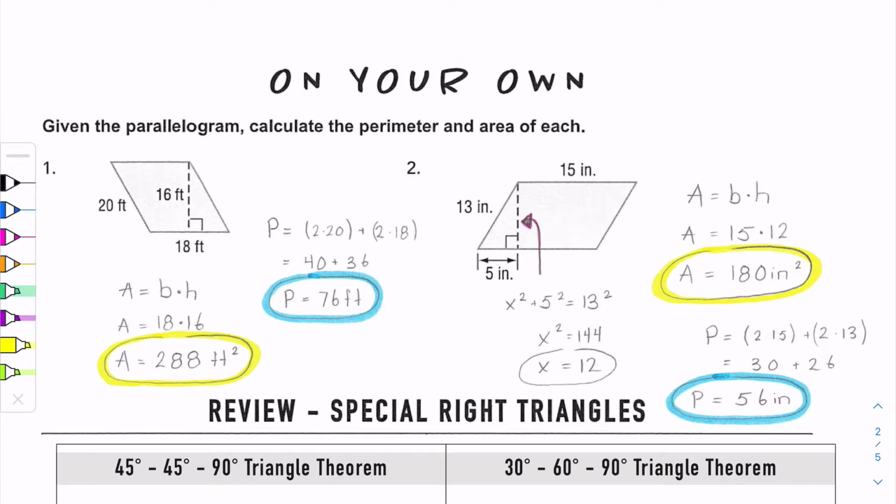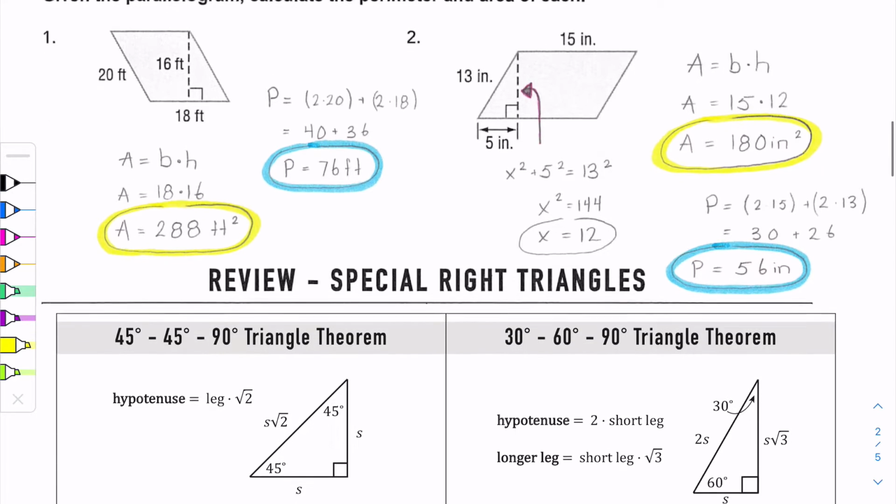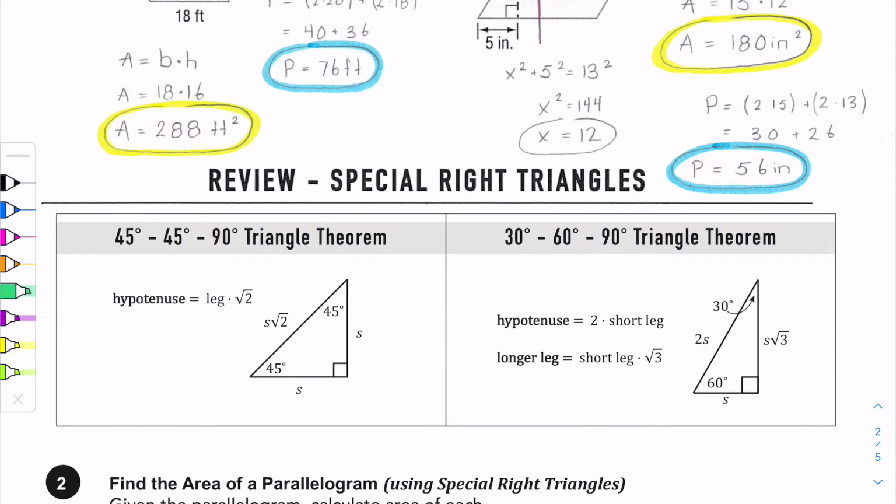Moving on to our review of special right triangles, because we're going to be using these as well. I'm not going to spend much time going over them. I'm just going to read you what they are.